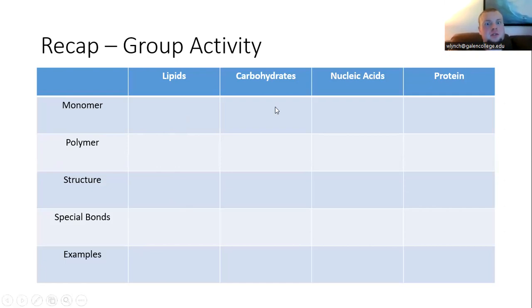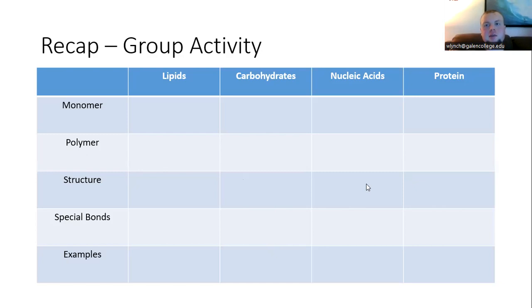Carbohydrates, our monomer structure is going to be individual glucose. Our polymers, we're going to put several different ones together, such as glycogen. Structure is going to be either a pentose or hexose ring. Special bonds between this is going to be glycolytic bonds. And examples are things like sucrose and fructose.